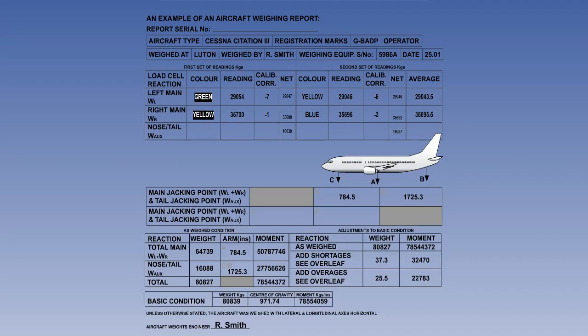As an example, a more complex large aeroplane weighing report is produced here. You will notice that 2 sets of readings are taken and a net mass recorded, which is then subject to some adjustments before arriving at the final total mass. The schedule is signed at the bottom by the responsible engineer.